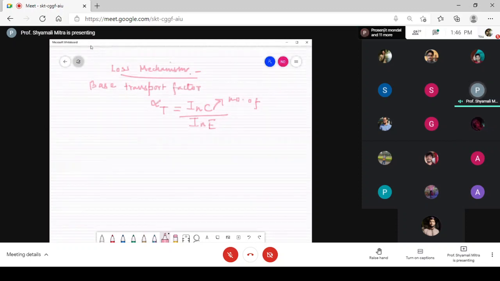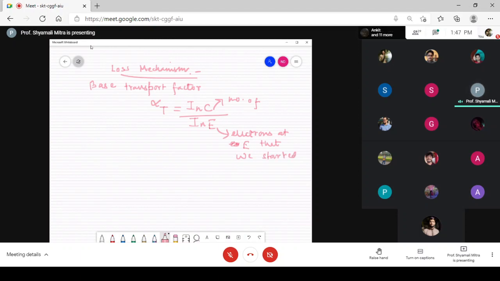যে কটা আমরা কালেক্টরে ফাইনালি পাচ্ছি, finally reach to the collector. সবকিছু লস টস হওয়ার পর, যেখানে যা রিকম্বিনেশন হওয়ার পর যে কটা আমরা ফাইনালি কালেক্টরে পাচ্ছি, দ্যাট ইজ সিম্পলি আইএনসি। আর আইএনইটা কি? এমিটার থেকে কটা বের হচ্ছে। আর এই লস ফ্যাক্টর, দ্যাট ইজ বেস ট্রান্সফার ফ্যাক্টর, হচ্ছে নাথিং বাট দ্য লস। এই আলফা টিটা হচ্ছে লস। The total number of electrons that we started off with, electrons at emitter that we started off with.